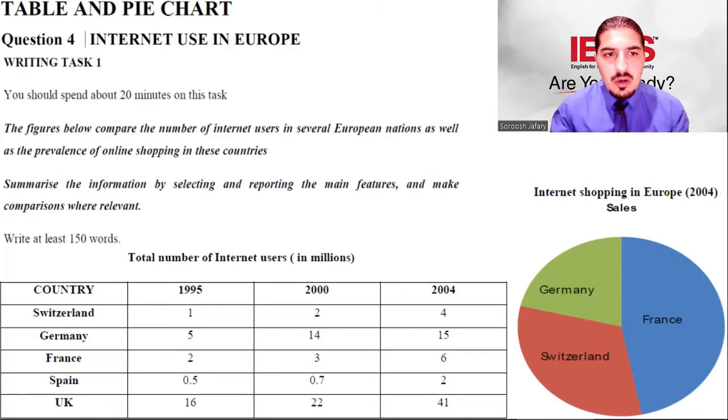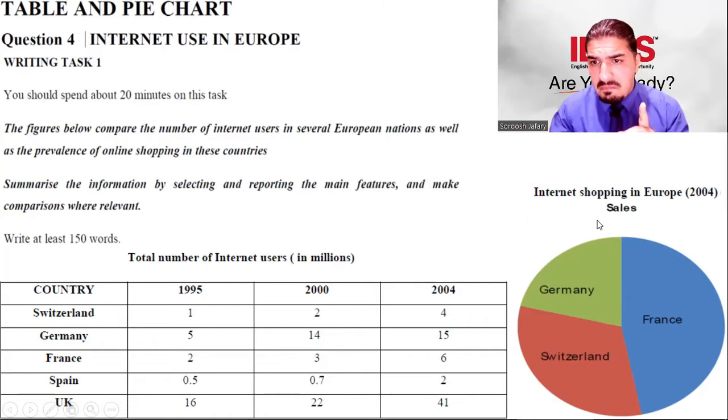The figures below compare the number of internet users in several European nations, as well as the prevalence of online shopping in these countries. Very nice. Summarize the information by selecting and reporting the main features and make comparisons where relevant. Very nice. So what do we have here?